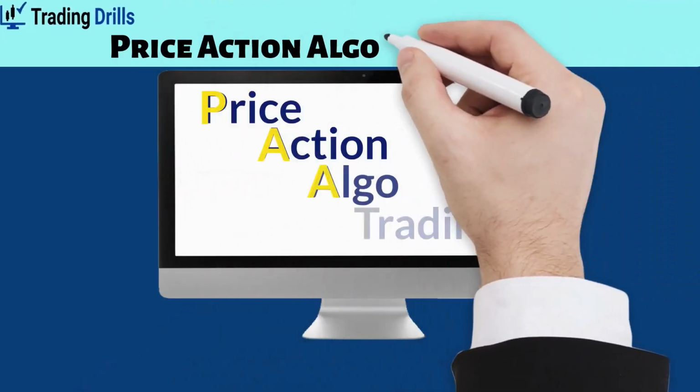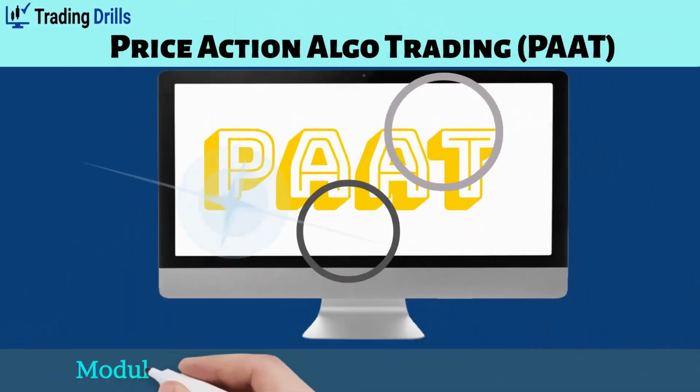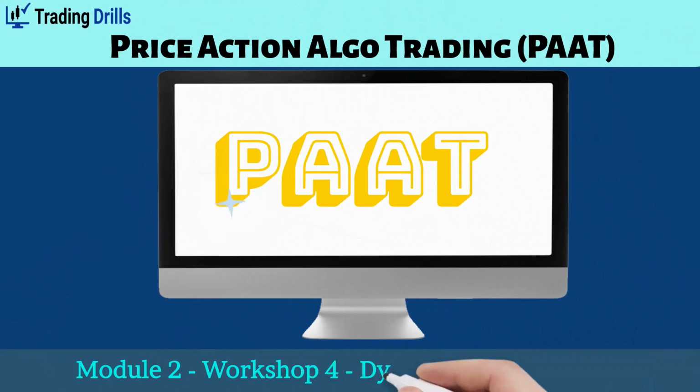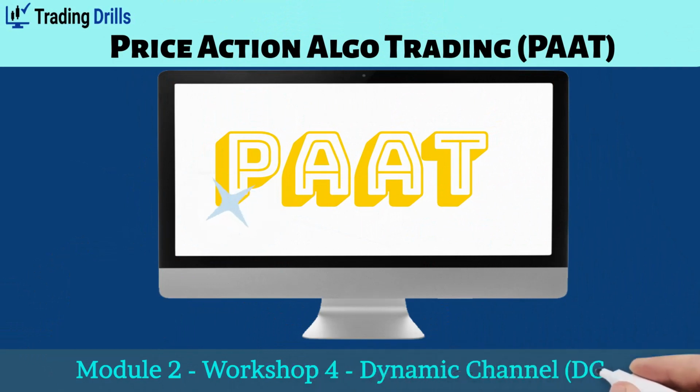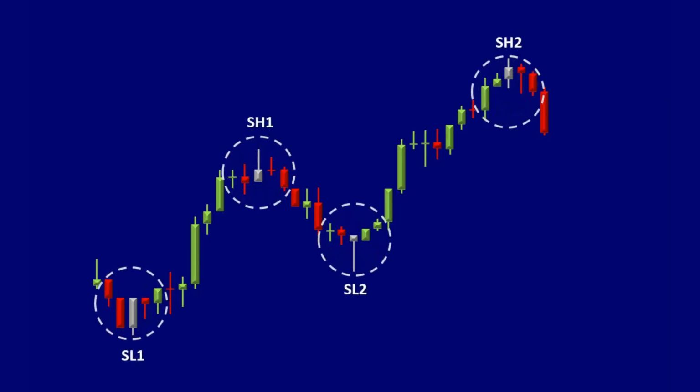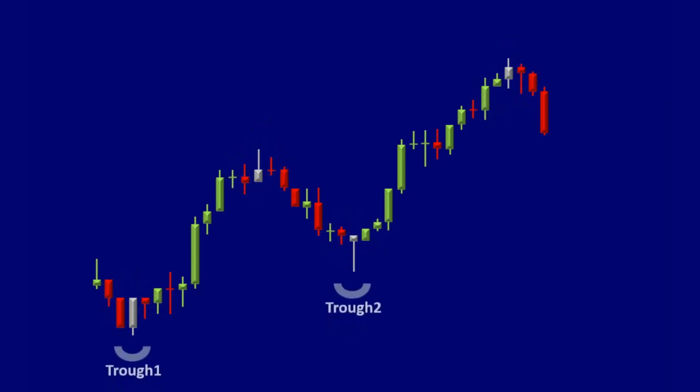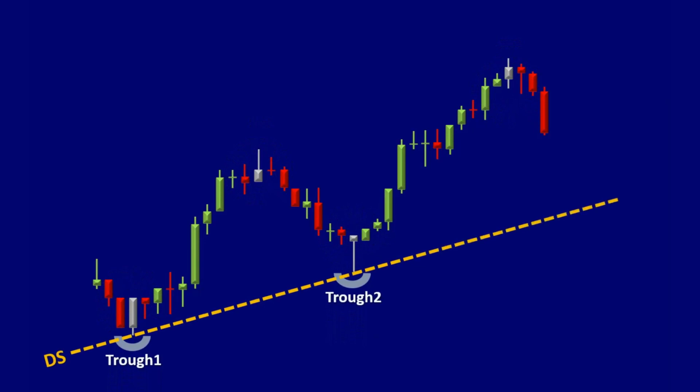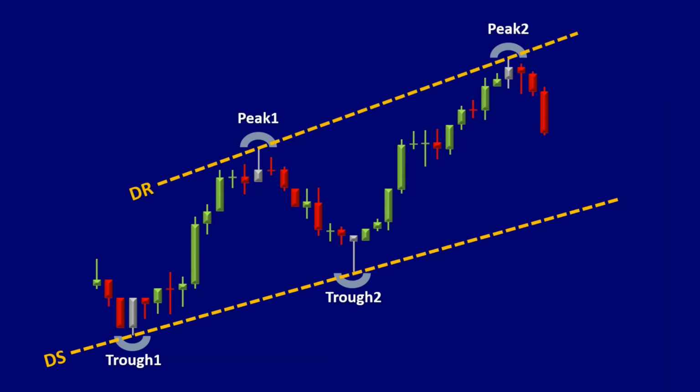Hello all traders. In this lesson of Module 2, Workshop 4, we will discuss the concept of dynamic channel. You have learned in Module 1 how to draw a dynamic support line by connecting the troughs of two swing lows. You also mastered how to draw a dynamic resistance line by connecting the peaks of two swing highs. These two lines of dynamic support and dynamic resistance combined form a dynamic channel.